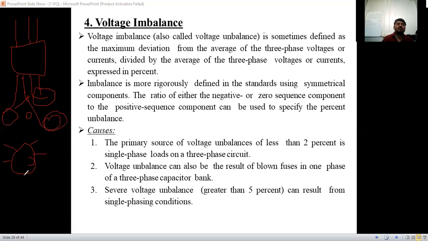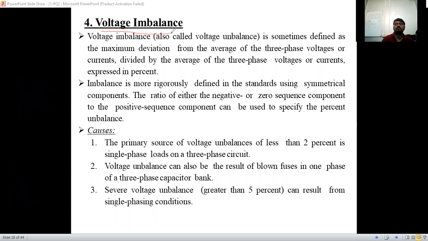So for that reason, suppose in one area all 4 members went on a vacation trip and they are not utilizing any supply. In that condition, only 2 phases are overloaded over there. So in that condition, voltage imbalance will occur. That is nothing but voltage imbalance. We call that voltage imbalance.